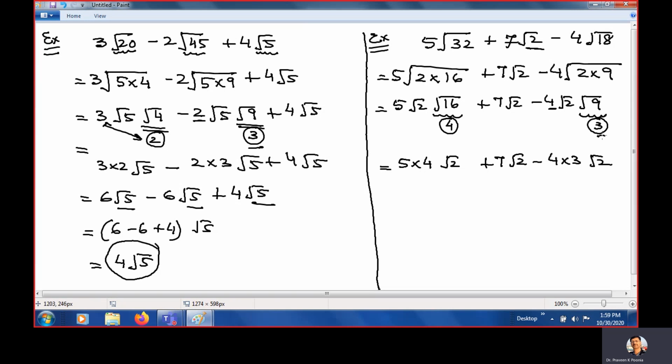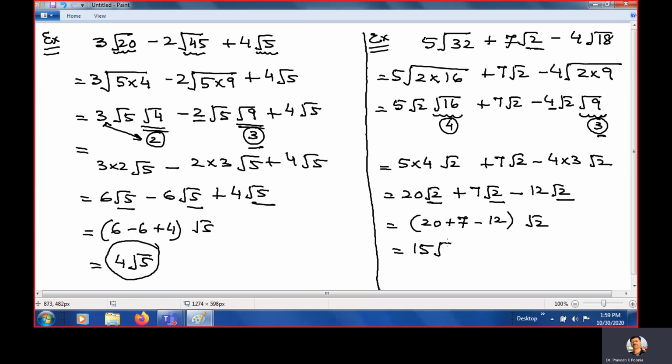Because 4 and 3 will be multiplied. So 5 times 4 is 20 square root 2 plus 7 square root 2 minus 4 times 3 is 12 square root 2. Now the square root 2 is common. So how much? 20 plus 7 minus 12 square root 2. And if you simplify, how much will you get? 20 plus 7 is 27. 27 minus 12 is 15 square root 2. So this is how we are adding and subtracting radicals.